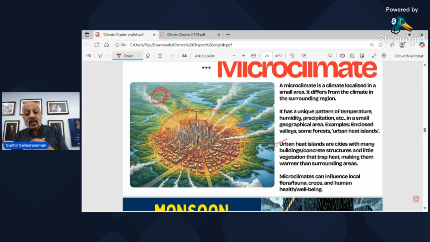Microclimates can influence local flora and vegetation: what kind of flowers, fruits, and vegetables are grown, what kind of birds and animals come, whether butterflies come there or not, whether we get all kinds of insects, what kind of crops can be grown there, and whether people feel healthy out there. All this can be a result of the microclimate. So microclimate is another part which you need to be conversant with, and urban heat islands can come as a question in your test paper.